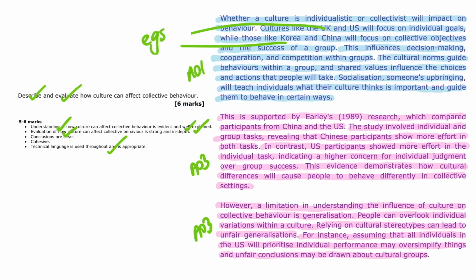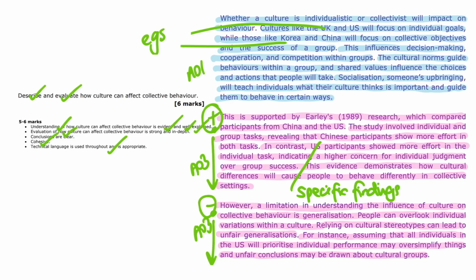The evaluation itself is well structured, featuring a strength and a limitation, and each of the evaluative points is clearly identified, followed by a concise but thorough explanation of why it is a strength or limitation. The inclusion of supporting research from Early's 1989 research adds more detail to the response by including specific findings such as Chinese participants showing consistent effort in both tasks and the US participants displaying a higher concern for individual judgment. This means that the answer moves beyond just general statements and it provides concrete examples that again strengthen the argument that is being made. The attention to detail is what really enhances the overall quality of the response.